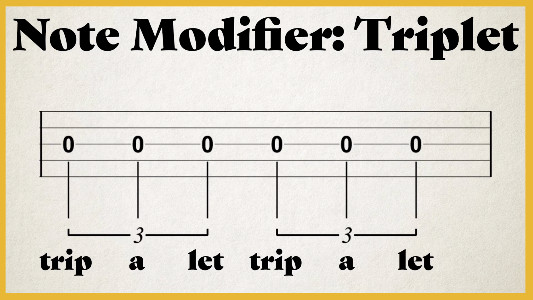One common method of counting triplets is to use the syllables trip-a-let with 1 syllable per note. And one of the big challenges with triplets, for most people anyway, is that all of a sudden now we're dividing up these different units of time into groups of 3 instead of groups of 2.